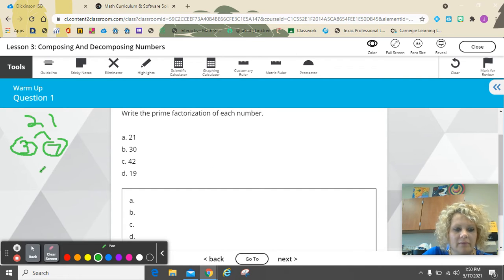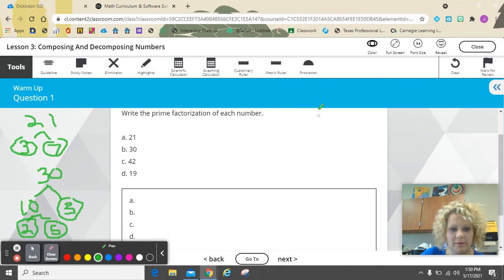Now we're going to do 30. I can think of 2 numbers, and again, your numbers may not have been the same. You could do 30 as 5 and 6, but I'm going to do 10 times 3. 3 is prime, so I'm going to circle it, but I know that 10 is composite, so I'm going to do 2 times 5. Now 2 and 5 are prime, so we're done. Our goal is to find those factors all the way until we get prime numbers.